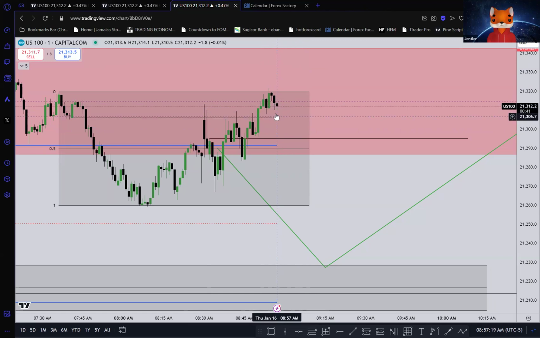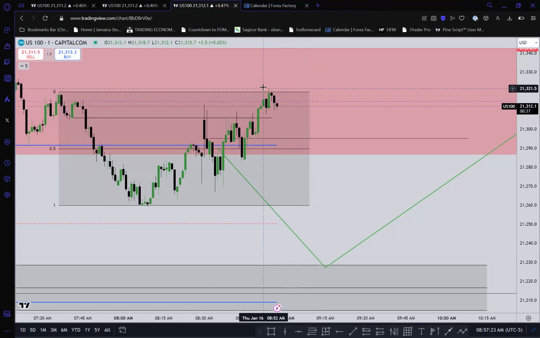I'm planning on selling above this candle open. Pretty tight for a stop. But this should be my first opportunity. Don't go without me.